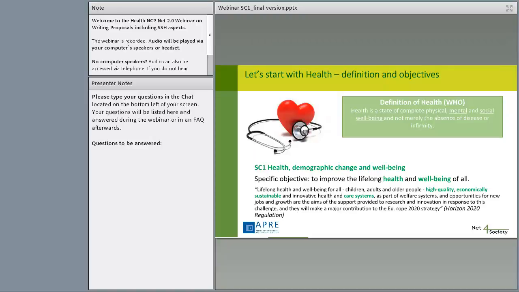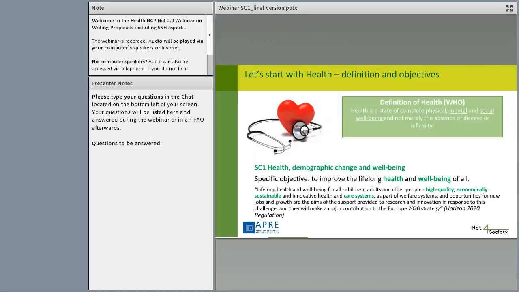So in this definition, we can identify that the physical aspects are very important when we are talking about health, but not only the physical and medical aspects; mental and social aspects and well-being are also a relevant and essential part of health. Let's see that the specific objective of societal challenge number 1, health, demographic change and well-being, is to improve, in Horizon 2020, the lifelong health and well-being of all. So again, the well-being, not only the medical aspects of health.